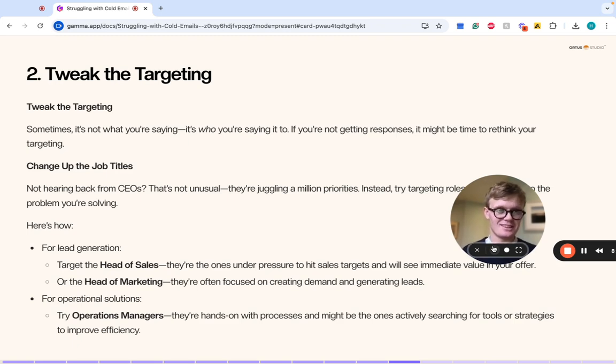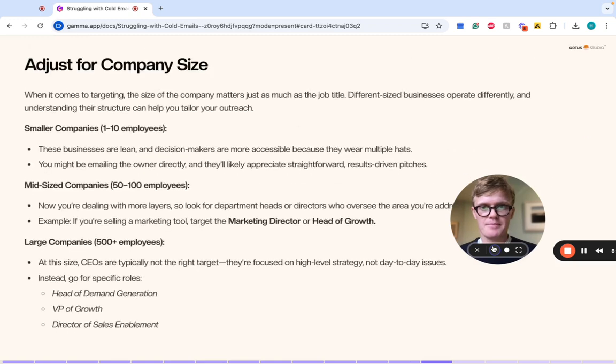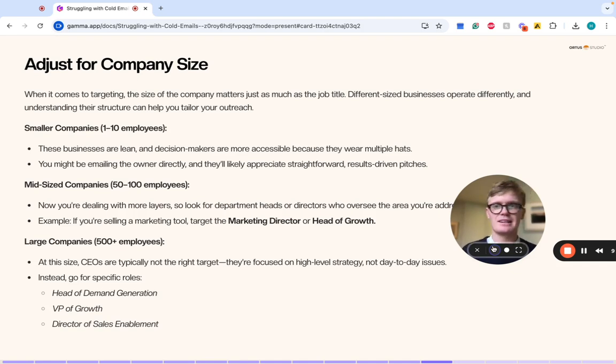And then also just adjusting the company size. When it comes to targeting, the size of a company really does matter, just as much as job titles. Different size businesses operate differently, and understanding their structure is going to massively help tailor your outreach.